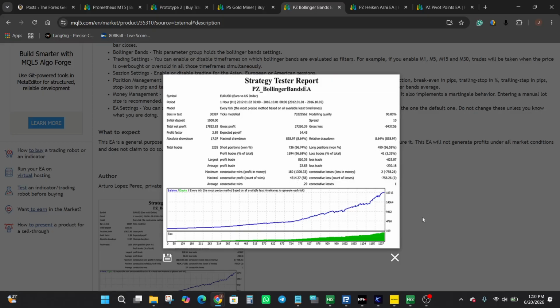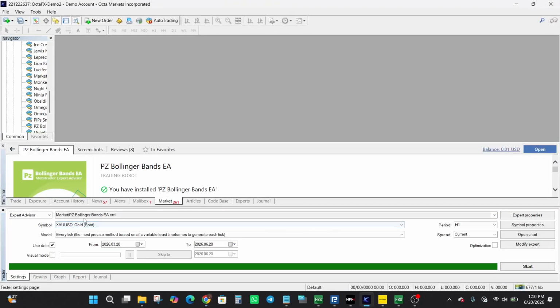But let's head over to our strategy tester as well. Let us see how this EA performed. The PZ Bollinger Bands, I'm testing it on XAU USD on the H1 time frame over the past 3 months. I'm using the every tick modeling.